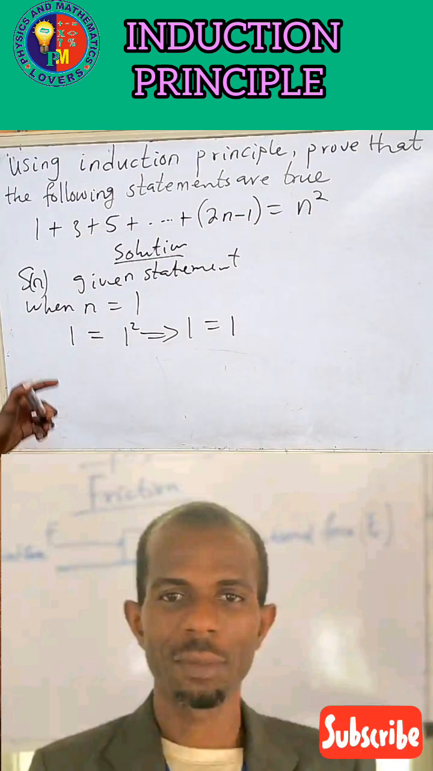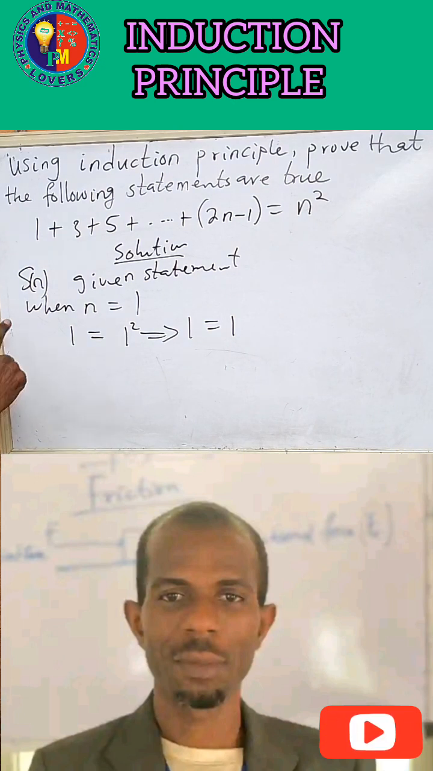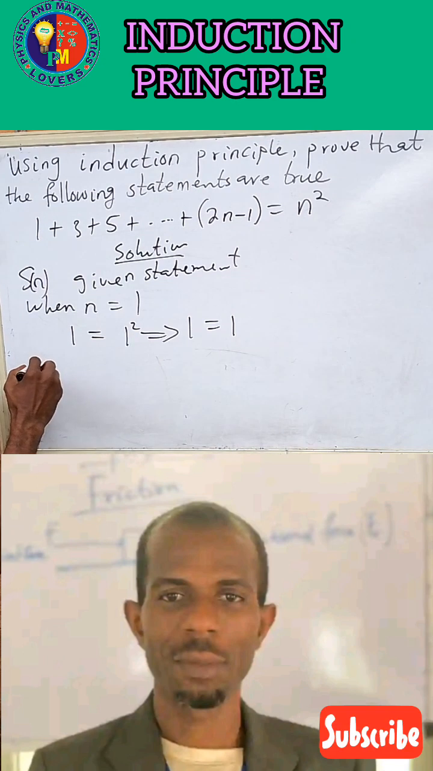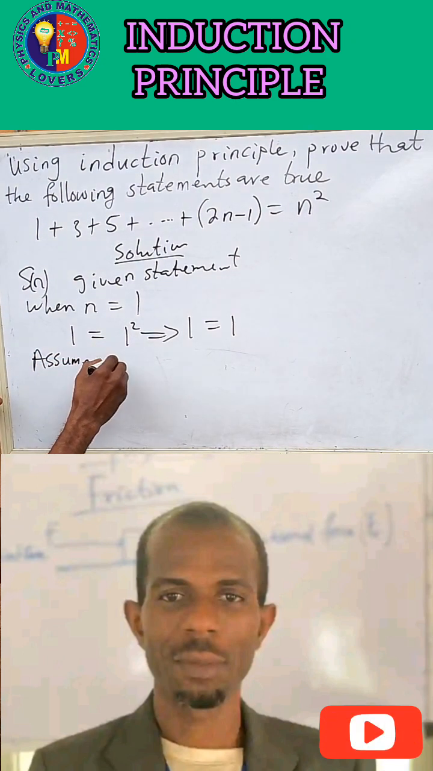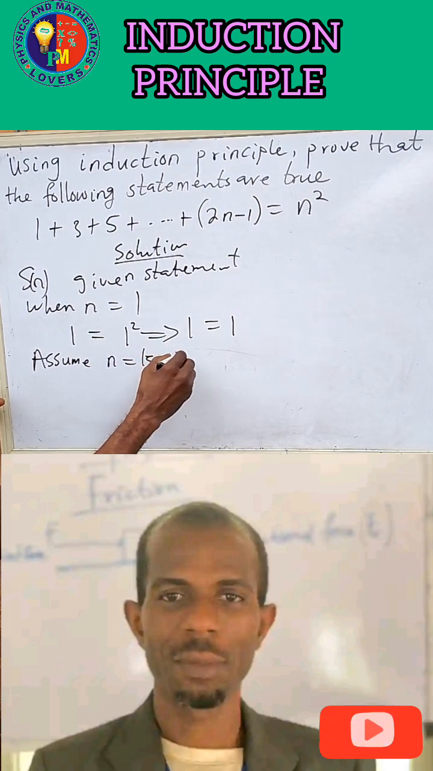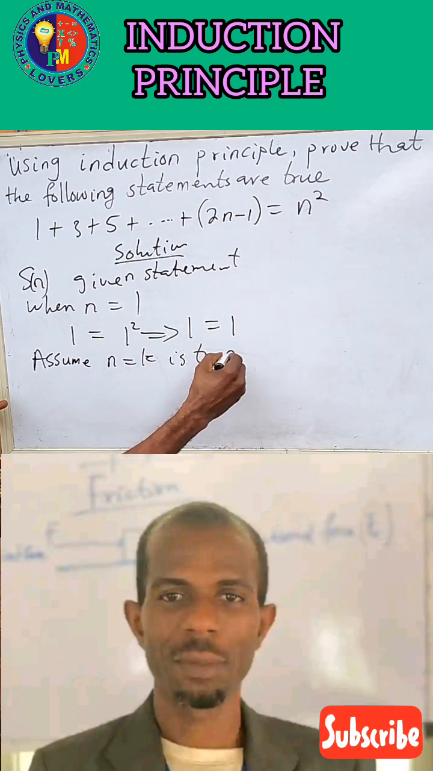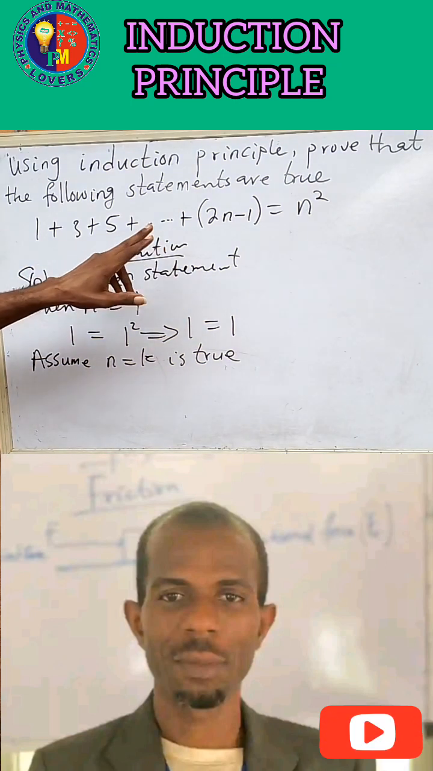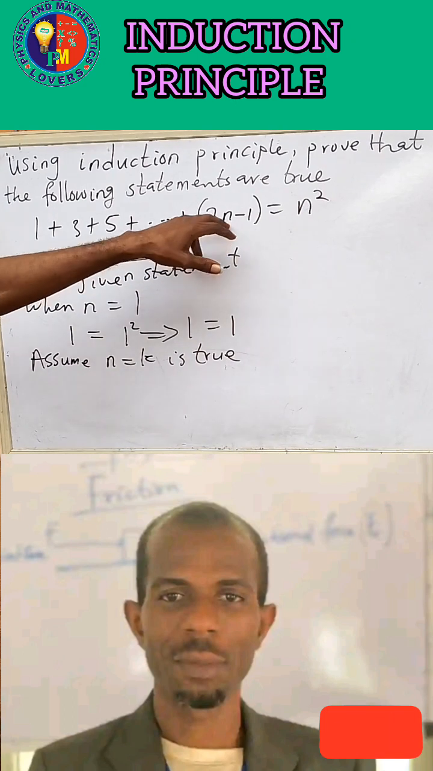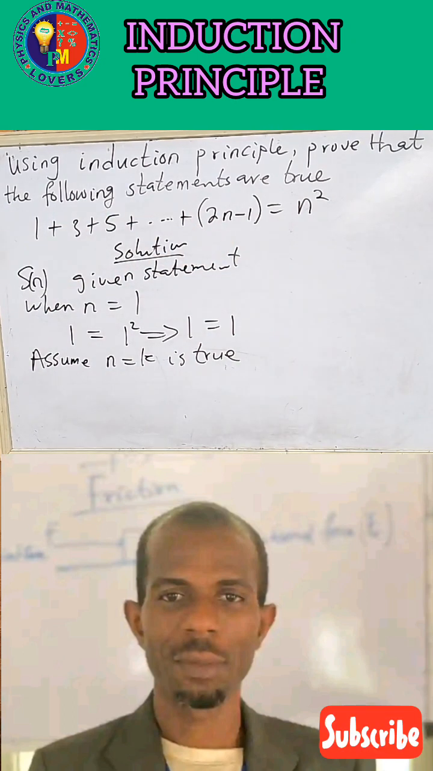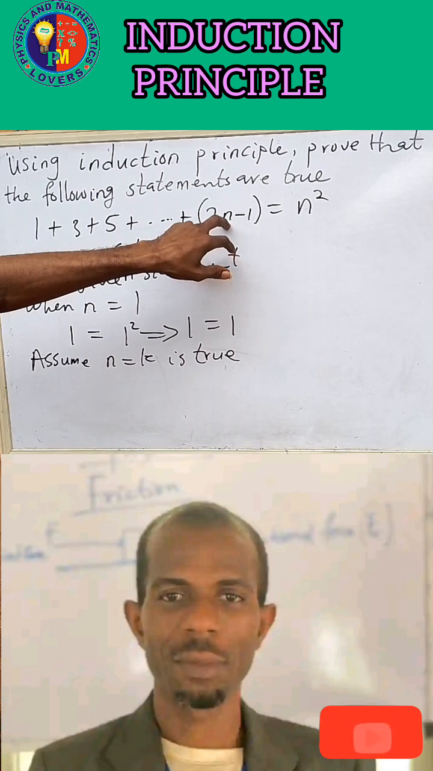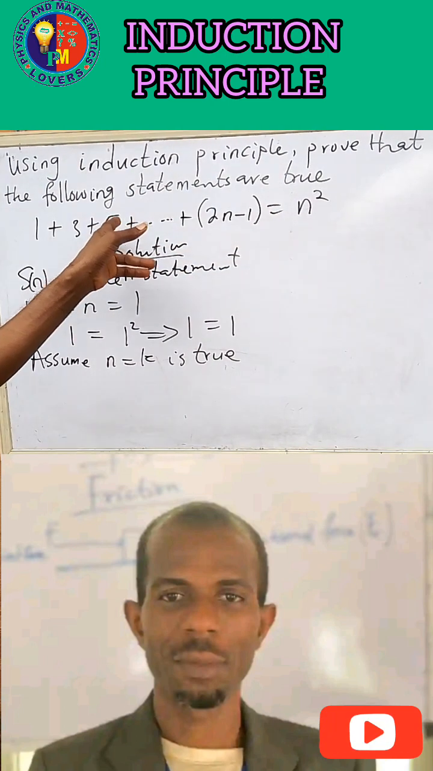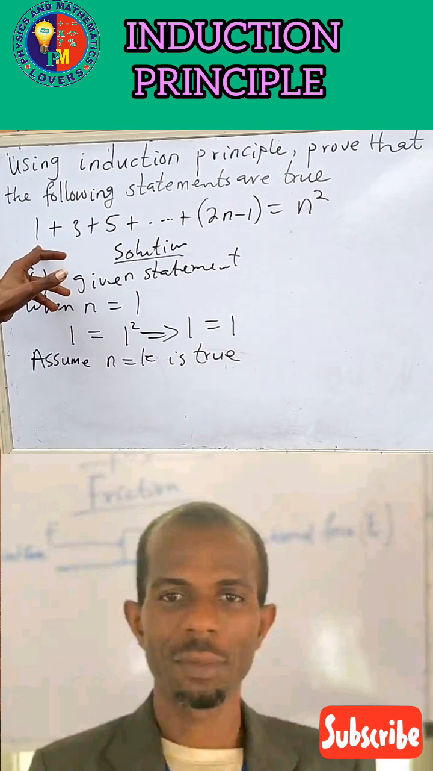Now the next one we are going to look at is the inductive hypothesis, where we assume that n equal to k is true. How do we do this? Wherever we see n, we plug in k. This particular place here is to determine the next term that will follow after the given ones that are specified.